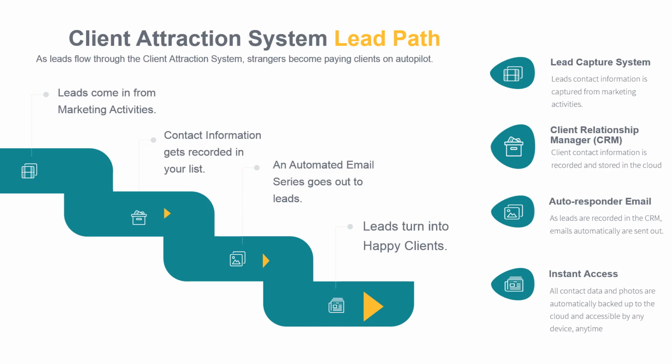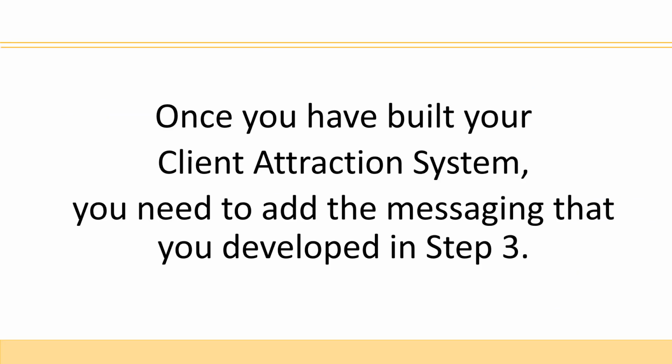In this system, we use a lead capture system, where lead contact information is captured from the marketing activities. A client relationship manager, or CRM, is where your client contact information is recorded and then stored in the cloud. And then we have an autoresponder email platform. So as leads are recorded in the CRM, emails automatically are sent out to them. And then we have something we call instant access. And this is where all the contact data and your photos are automatically backed up to the cloud and accessible by any device, anytime.